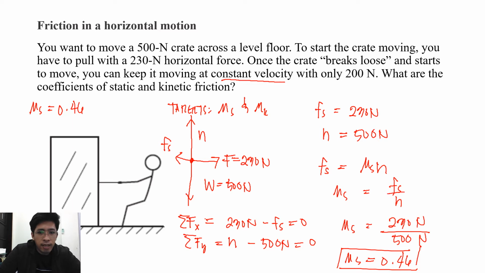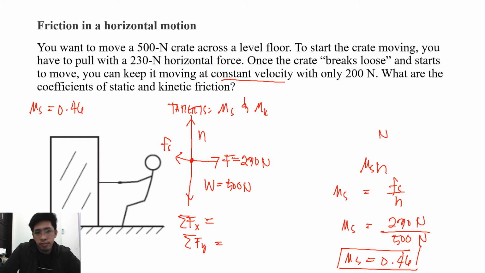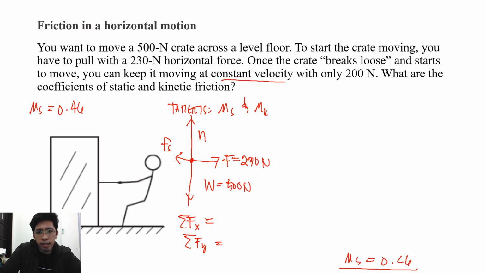If you're okay, let me erase these things. Okay. We can use the same free body diagram, but this time, since you are now talking about the kinetic friction, the force that you're applying now is only 200 newtons, and on the opposite side there's this kinetic friction that resists the movement.